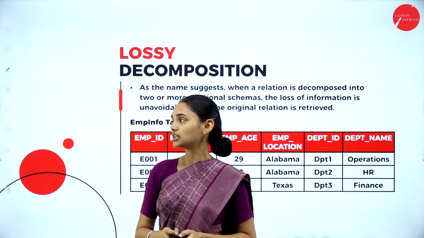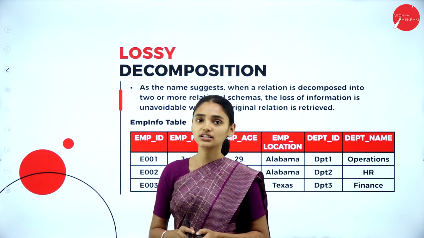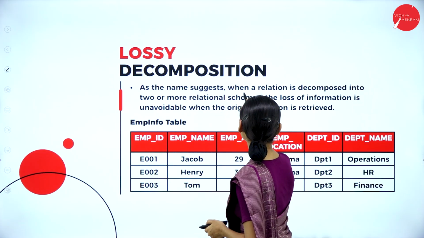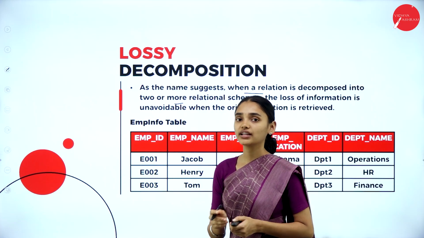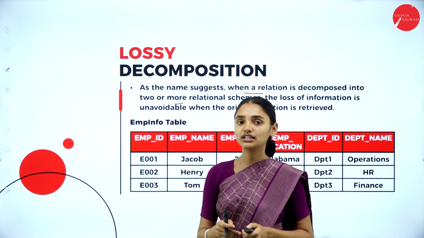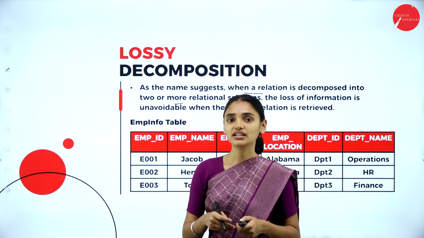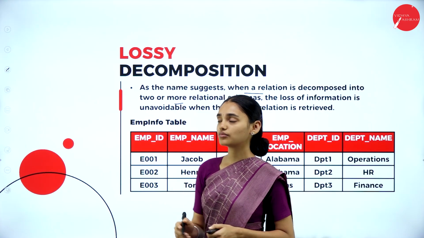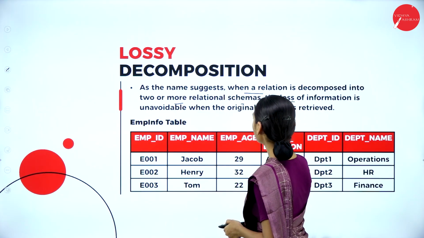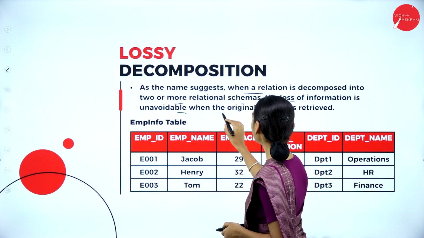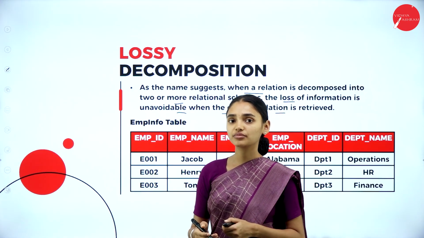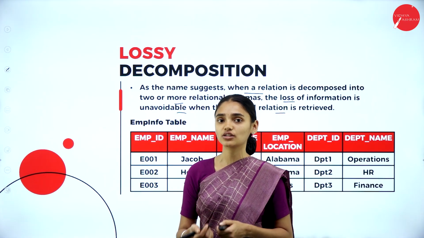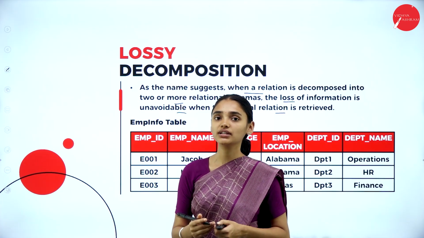Next is lossy decomposition. As the name suggests, the relation is decomposed into two or more relations, that means the table gets divided into two or more tables. The loss of information is unavoidable when the original relation is retrieved. In lossless we don't lose information, but in lossy, information is lost when the original data is retrieved.